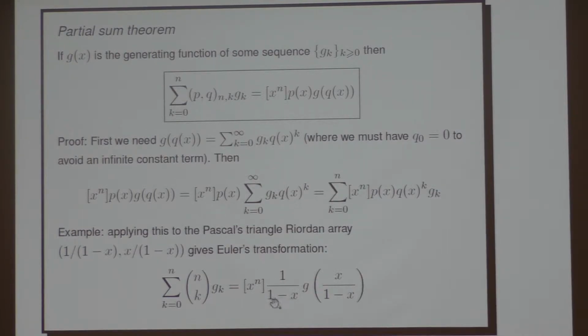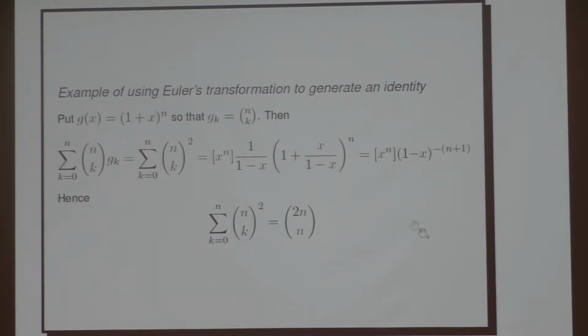And then this is equal to, according to this, the coefficient of x to the n of p, which is 1 over 1 minus x, times the generating function for that series applied to q, which is x over 1 minus x. This is actually called Euler's transformation. It's known about, presumably, by Euler, or related to his work. So next, let's try using that transformation on a particular example.